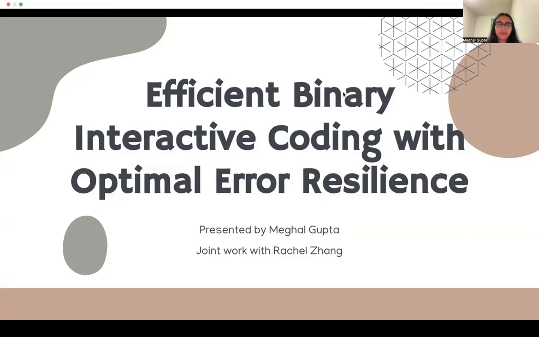Okay, so before we really get into anything, I'm going to define what I mean by interactive coding. Interactive coding is basically an interactive analog of error correcting codes. So we're just going to start there.